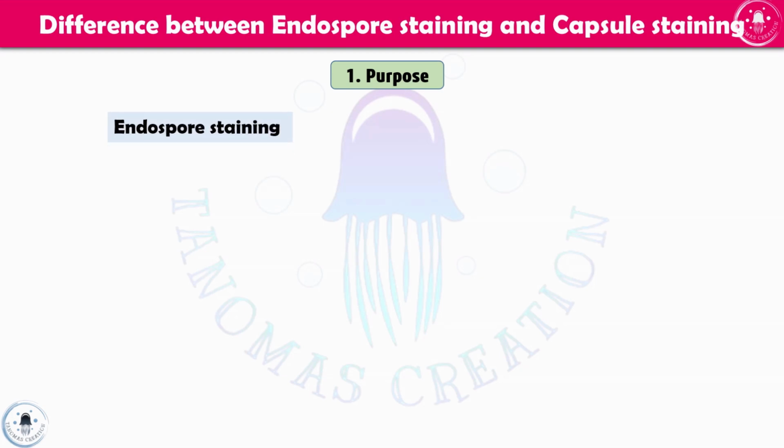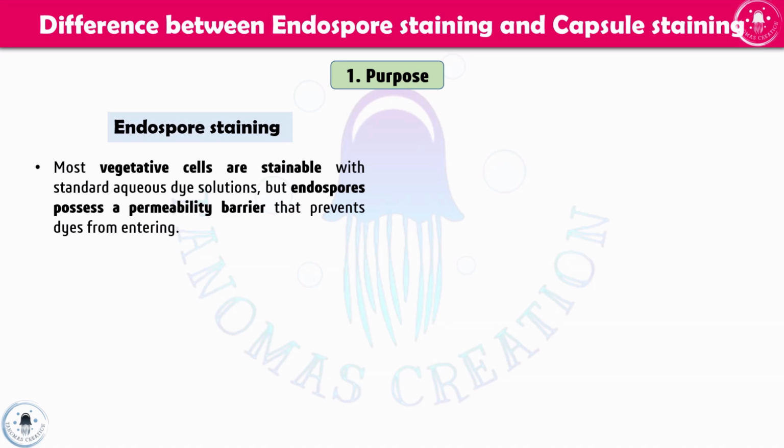In endospore staining, as we know, most vegetative cells are stainable with standard aqueous dye solutions. But endospores possess a permeability barrier that prevents dyes from entering. Because of this permeability barrier, endospore staining was developed.